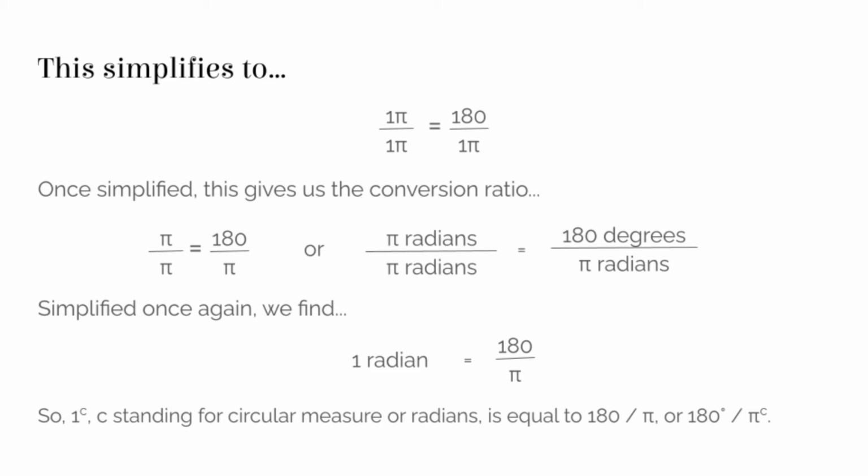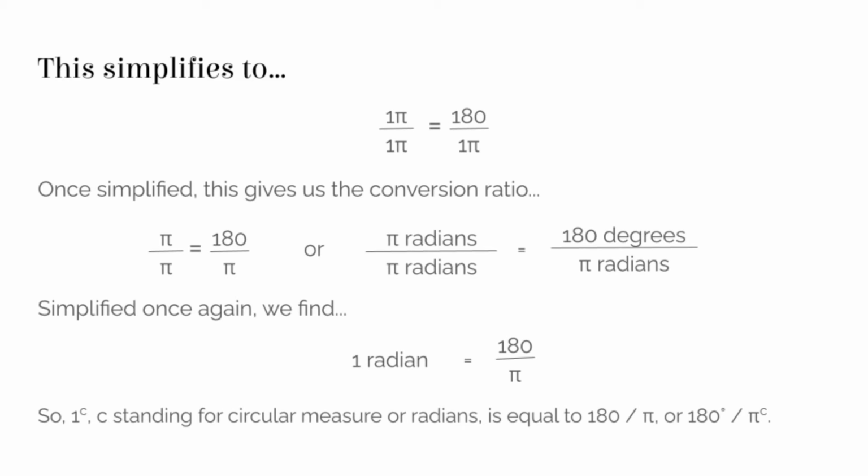Once simplified, this gives us the conversion ratio pi over pi equals 180 over pi, or pi radians divided by pi radians equals 180 degrees divided by pi radians. Simplified once again, we find 1 radian equals 180 over pi. So 1c, c standing for circular measure or radians, is equal to 180 divided by pi, or 180 degrees divided by pi radians.